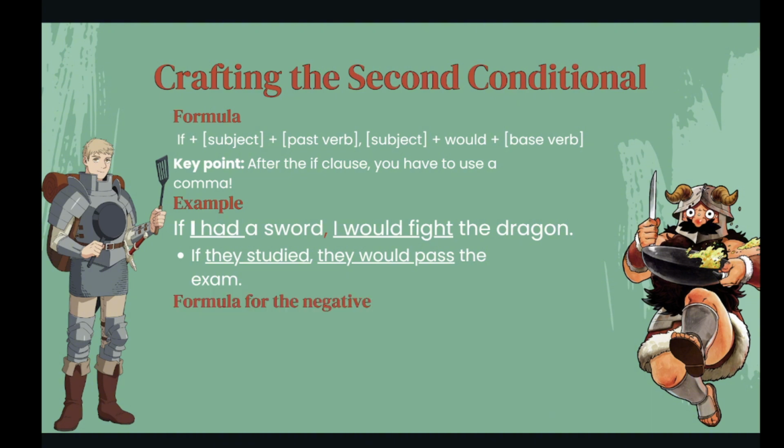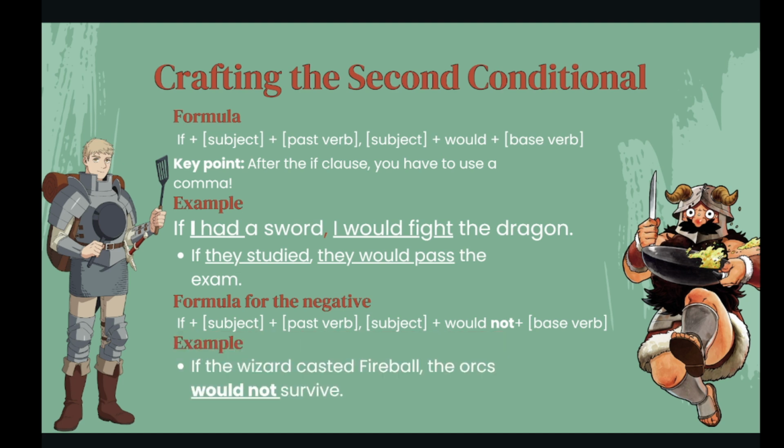Now to form the negative version of second conditional, where do you think the not will go? Is it in the if clause, or would it be in the main clause? Well, for this one, it's going to be in the main clause. So if plus subject plus past verb is the exact same as the affirmative or the positive. And then in the main clause, it's subject plus would not plus base verb. For an example, if the wizard casted fireball, the orcs would not survive.